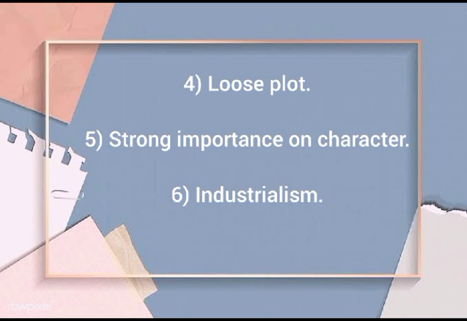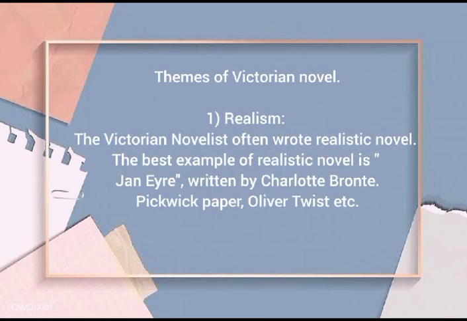And then seven is industrialization. Industry and trade grew at that time, the time of industry, the time of growth, the time of science. So these are the characteristics of the Victorian novel, and now we discuss the themes of the Victorian novel.